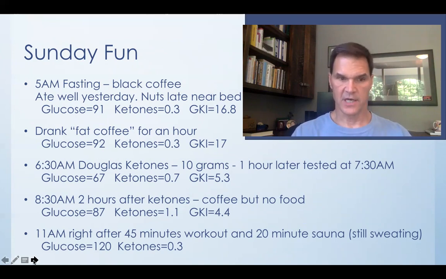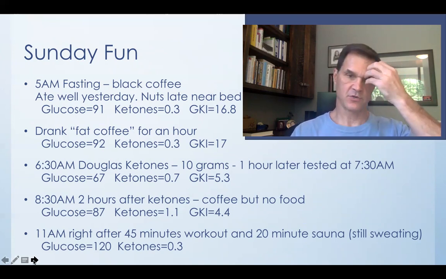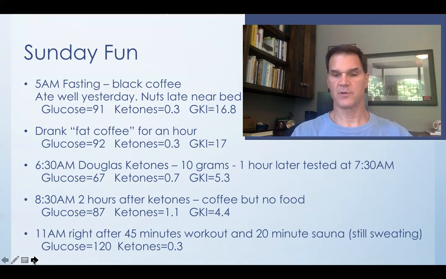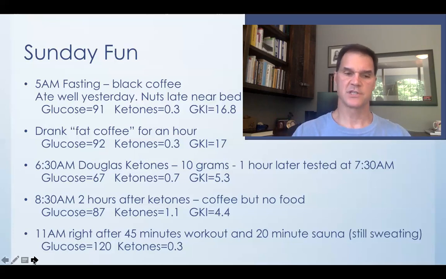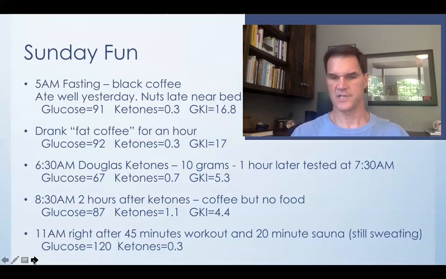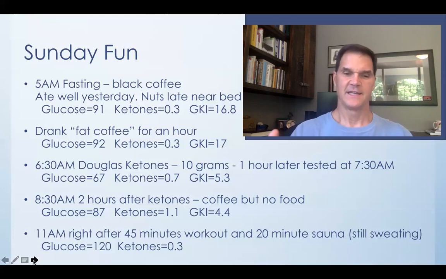At 11 o'clock, that was right after I'd done a workout. So I went and did a 45-minute workout, pretty aggressive. On a scale of 1 to 10, it was a solid 7, maybe an 8. And then I got 20 minutes in the sauna. And in fact, I was still sweating when I took this next reading. I just came out of the sauna. I'm sweating. I just exercised. My glucose skyrocketed to 120. Surprised by that. And ketones are down to 0.3.